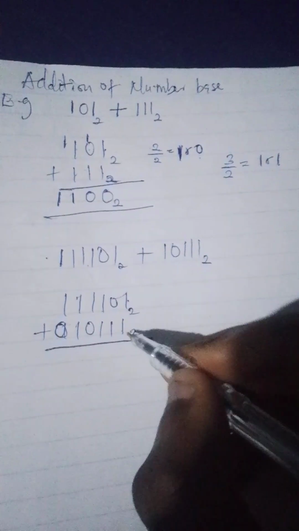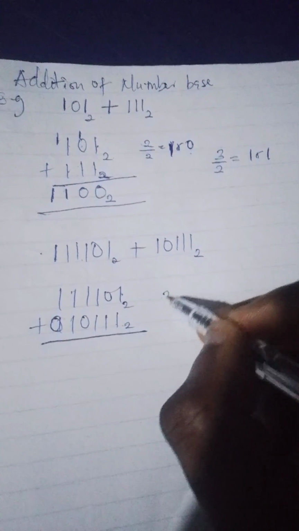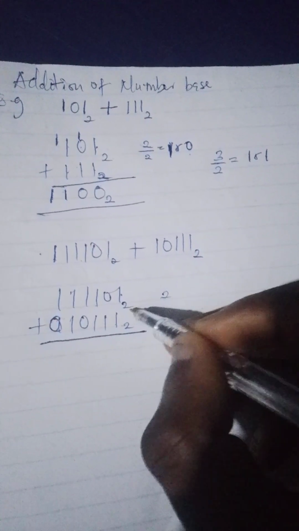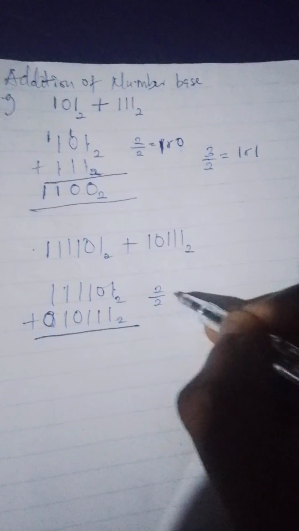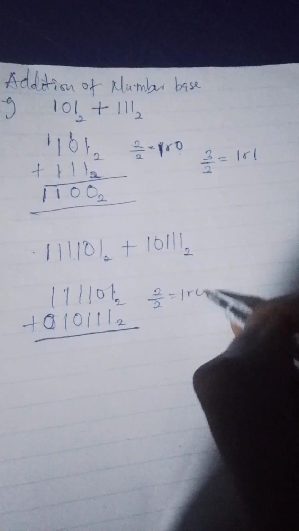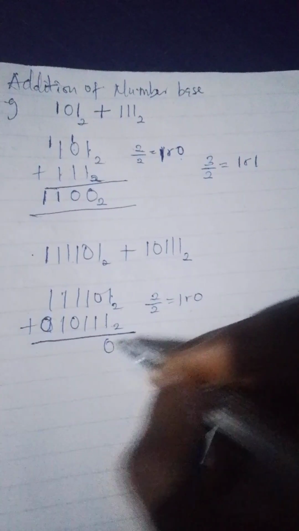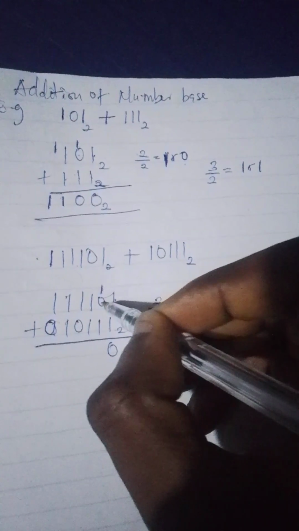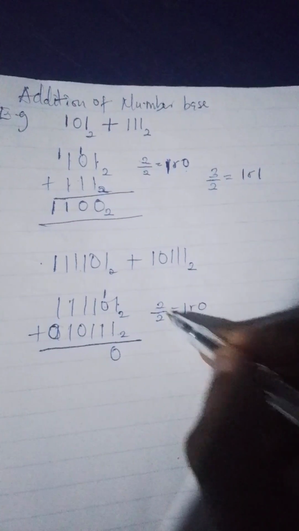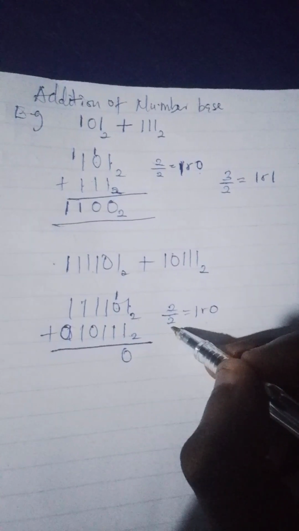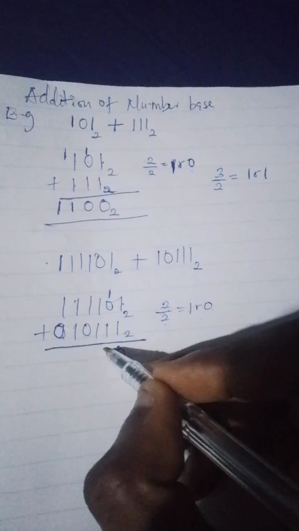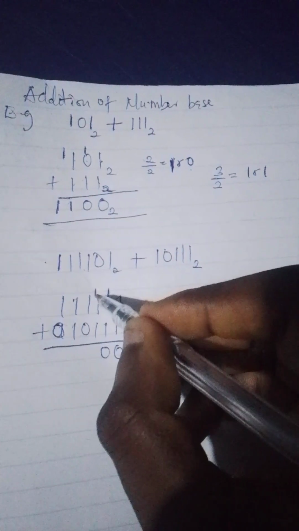Then afterwards we add them. So 1 plus 1 is equivalent to 2, which is the same as the base. So the same approach: divide by the base, have 1 remainder 0. You write the remainder before the quotient, that's 0, you carry 1. So 1 plus 0 plus 1 is also 2, divided by the base, which is 2, we have 1 remainder 0. So write 0, then carry 1.